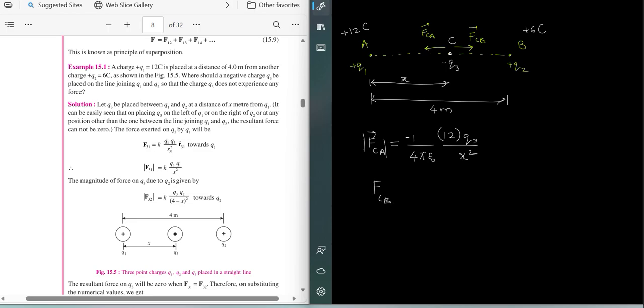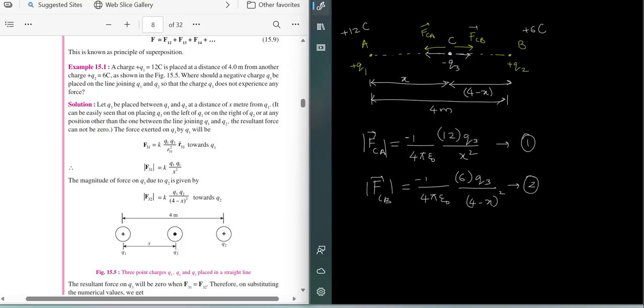Now the force on C due to B, in magnitude, is again minus 1 by 4 pi epsilon 0, plus 6 Q3 upon, already minus I put it here. What is this distance? This is x, overall distance is 4, so this is 4 minus x, so 4 minus x whole square. We know the direction will be exactly opposite because it is along the line joining the forces. They are equal in magnitude and opposite. So these two are equal.